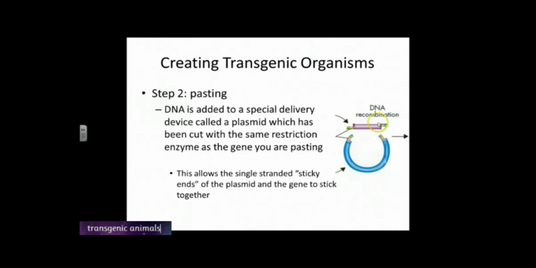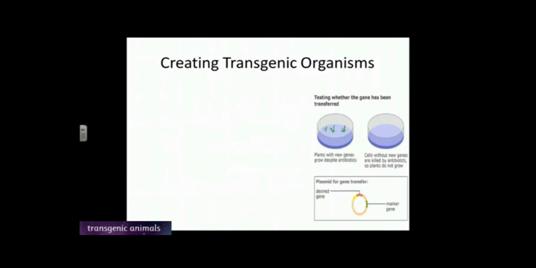So this is like our gene for big hands, and we are going to put it into a circular piece of DNA, and it's able to fit in there because of the sticky ends, or the single stranded parts, that we have created by cutting both of these with the restriction enzymes. We have explained already what the plasmid is.